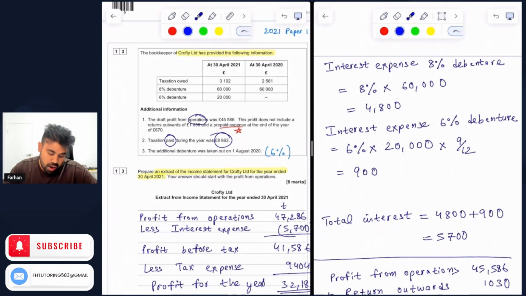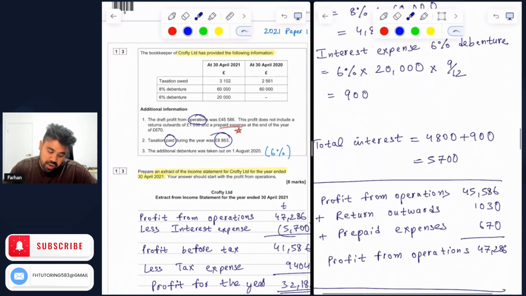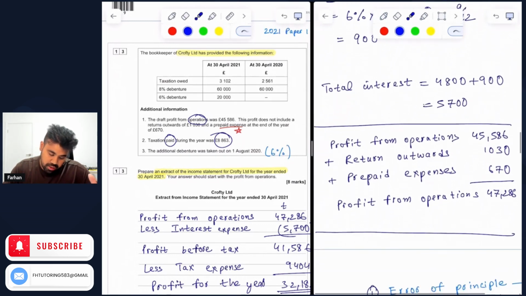Now we're going to take care of the first additional information that we are given. It says that the draft profit from operations was £45,586. So the draft profit here refers to the profit that isn't official yet, or it's unpublished to the shareholders. So we start with the draft profit, and then it says that this profit does not include a return outwards of £1,030 and a prepaid expense of £670. So let's take care of these two items.